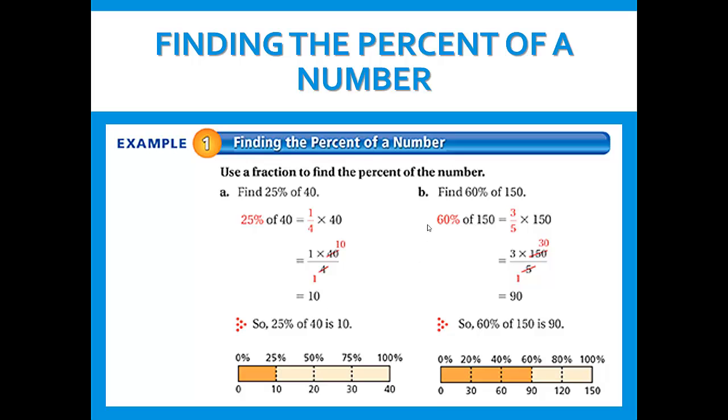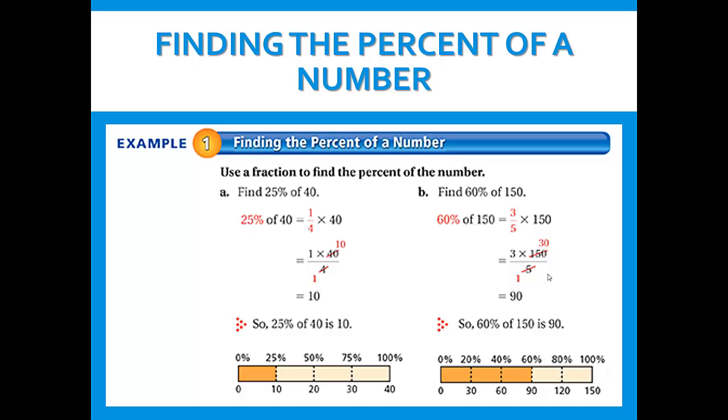For B, we're going to find 60% of 150. 60% would be 60 over 100, and that would simplify to 3/5. So we're taking 3/5 times 150. We're going to multiply the numerator, so 3 times 150, and put that over the denominator of 5.